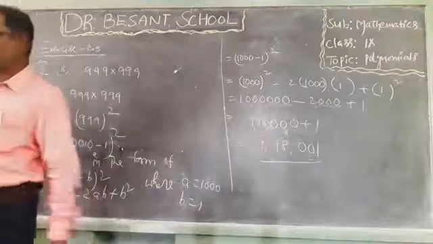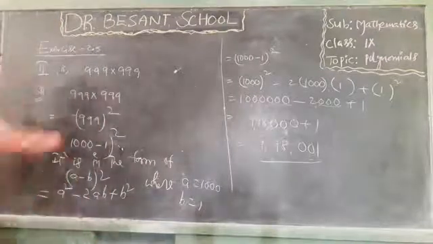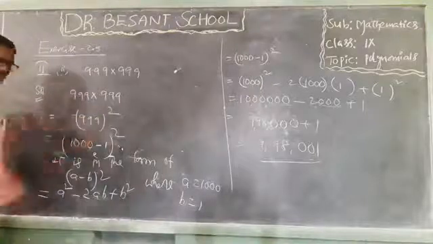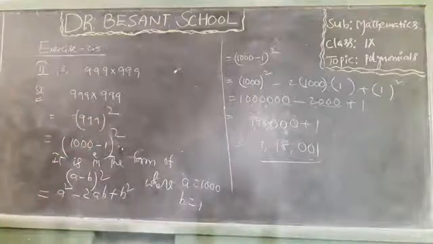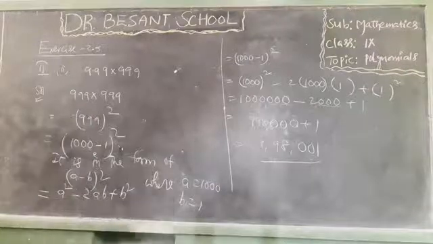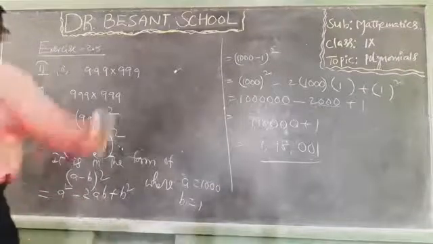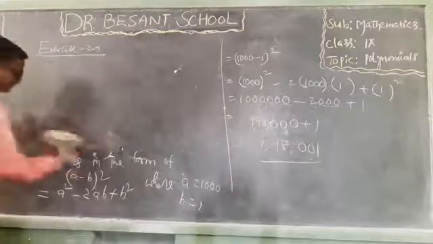We have expanded using the formula of a minus b whole square: 999 square means 1000 minus 1 whole square. I hope you have understood this problem, how we have expanded and how we have found the value. Okay, children? Yes. Let us go to some other problem in this Roman.